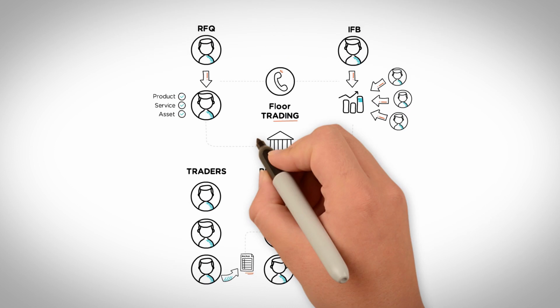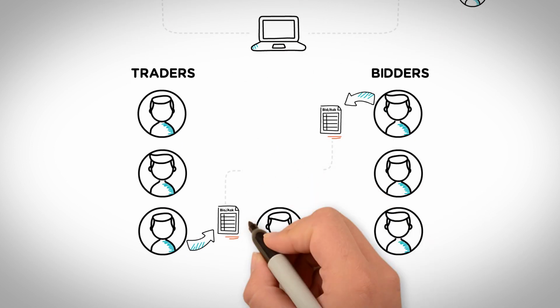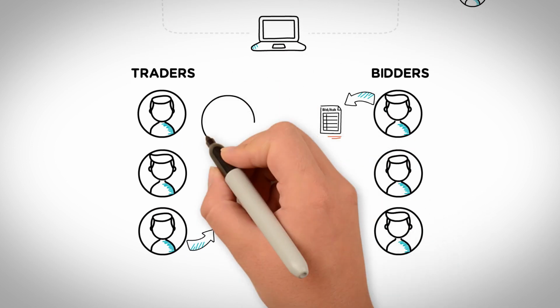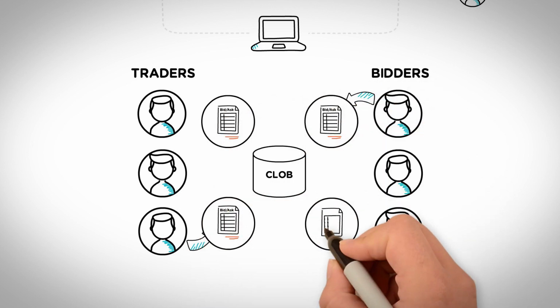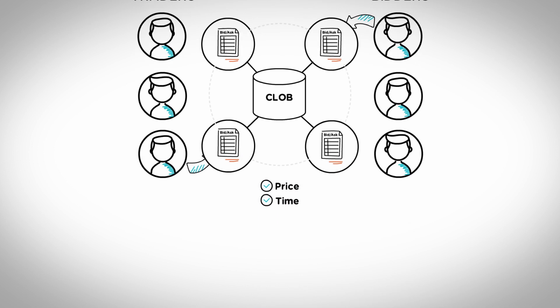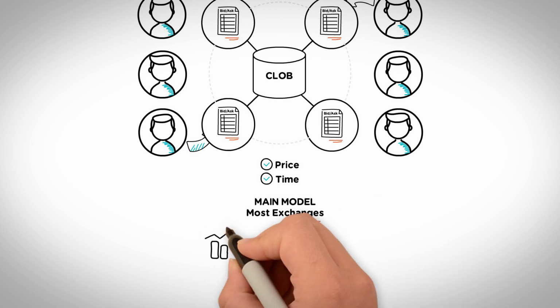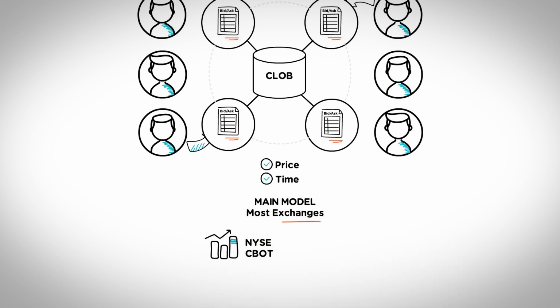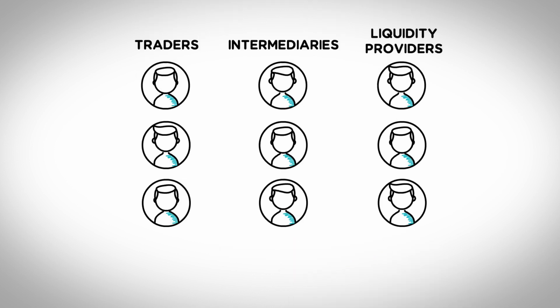Thankfully, computers revolutionized trading, and this is where the central limit order book comes into play. A CLOB provides a trade execution model based on a transparent system that matches customer orders, also known as bids and offers, on a price-time priority basis. A CLOB is one of the main models for most exchanges, specifically stock exchanges such as the New York Stock Exchange and Chicago Board of Trade. Today, this model is followed by a number of crypto exchanges, including FTX, Coinbase, Binance, and Kraken.